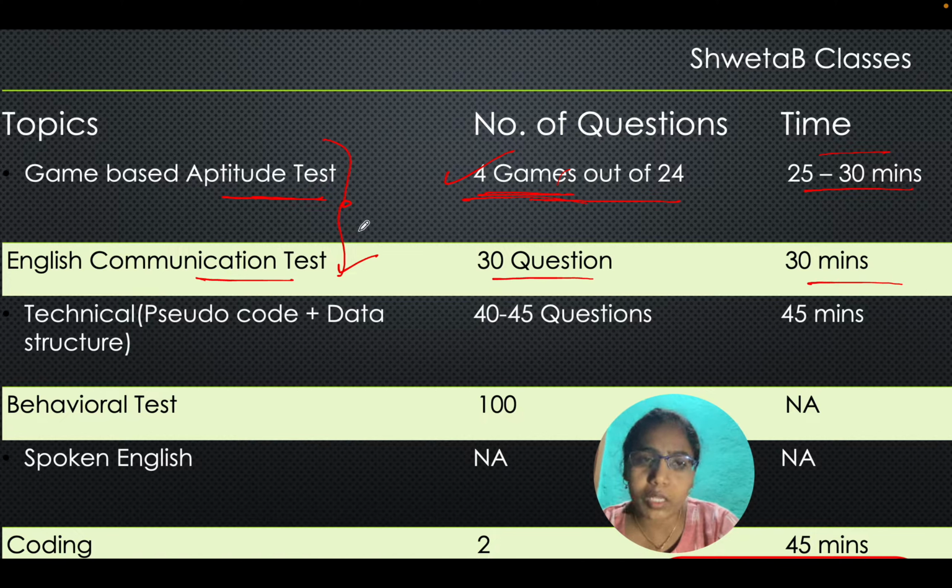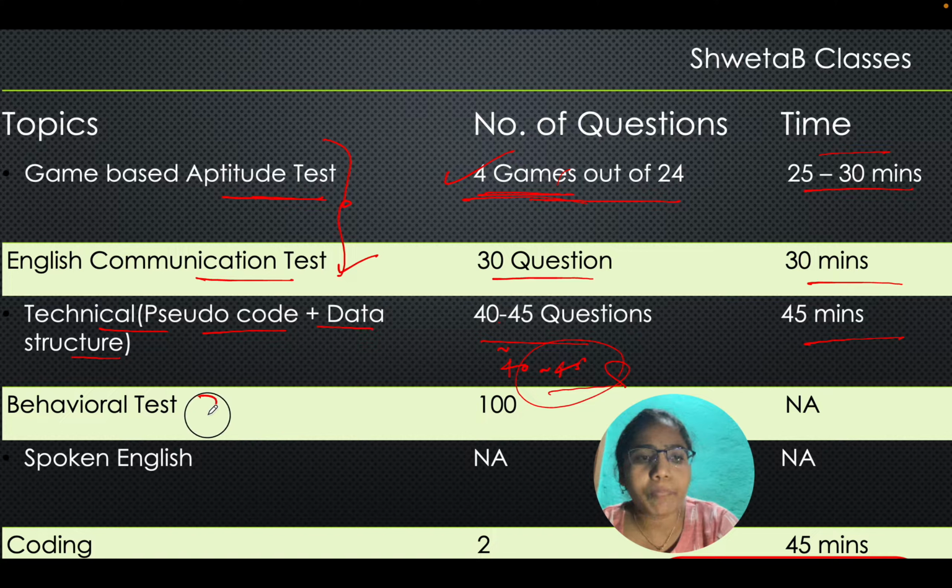Now once you clear this particular round, next you will be going for a technical round where questions on pseudocode and data structures will be given. It is again multiple choice questions. So 40 to 45 questions will be given to you. It varies slightly, it can be 40 or sometimes 45. Mostly go with 45. And a total of 45 minutes will be given for you to attend this test.